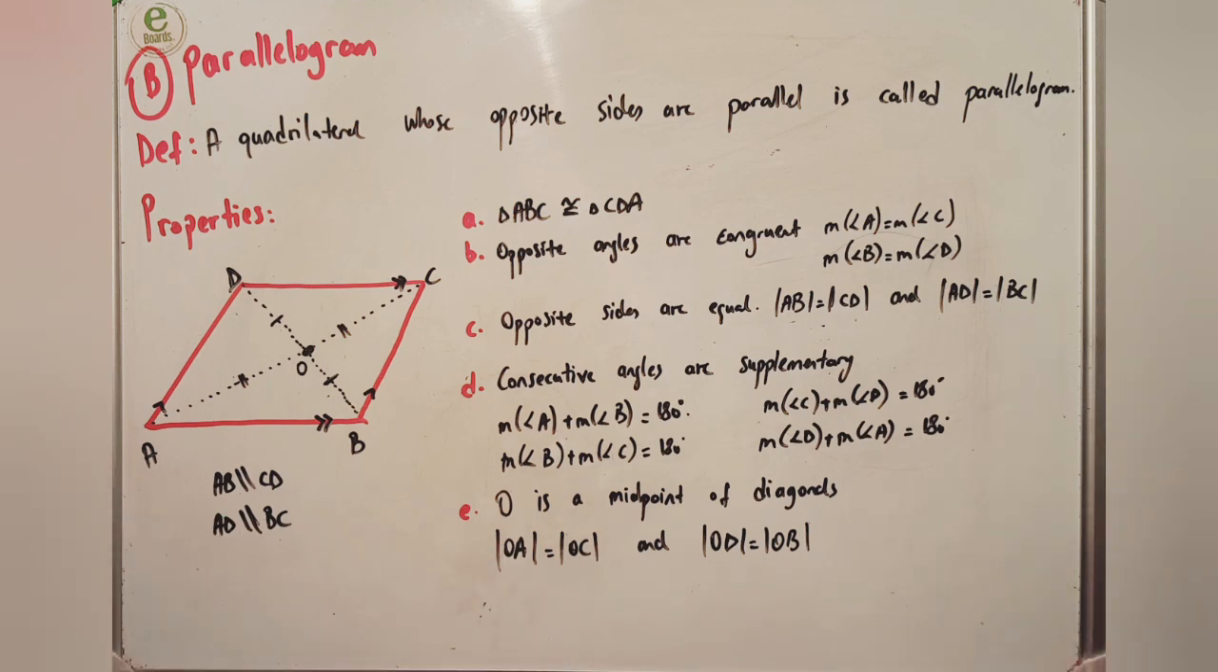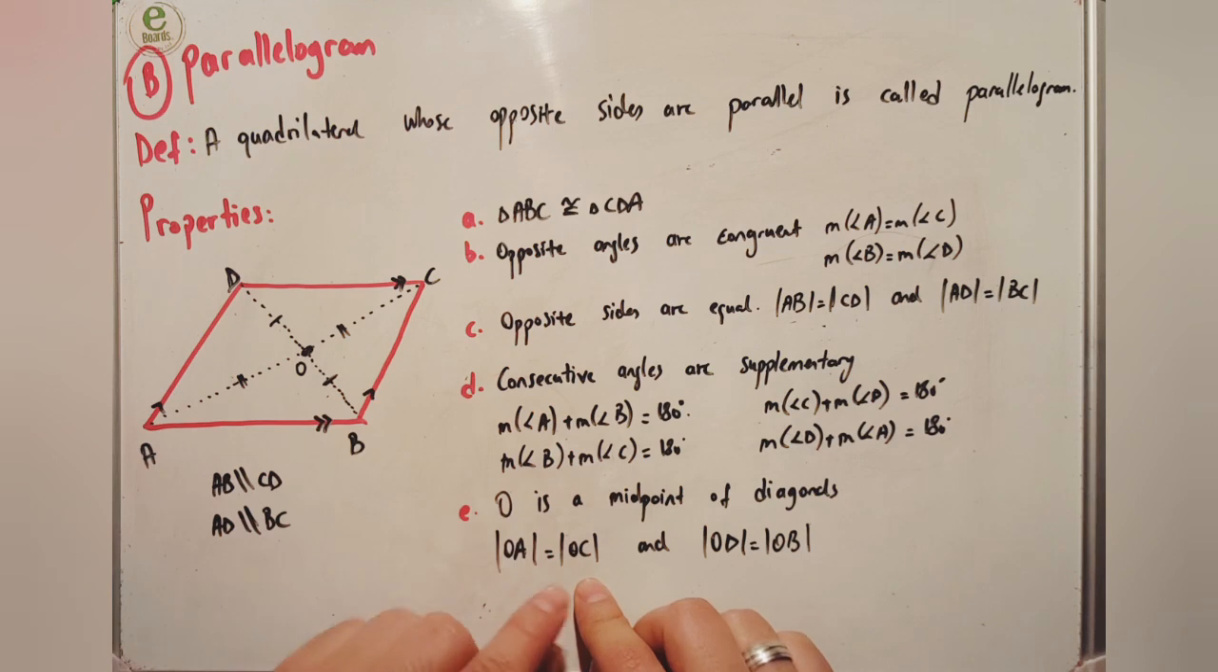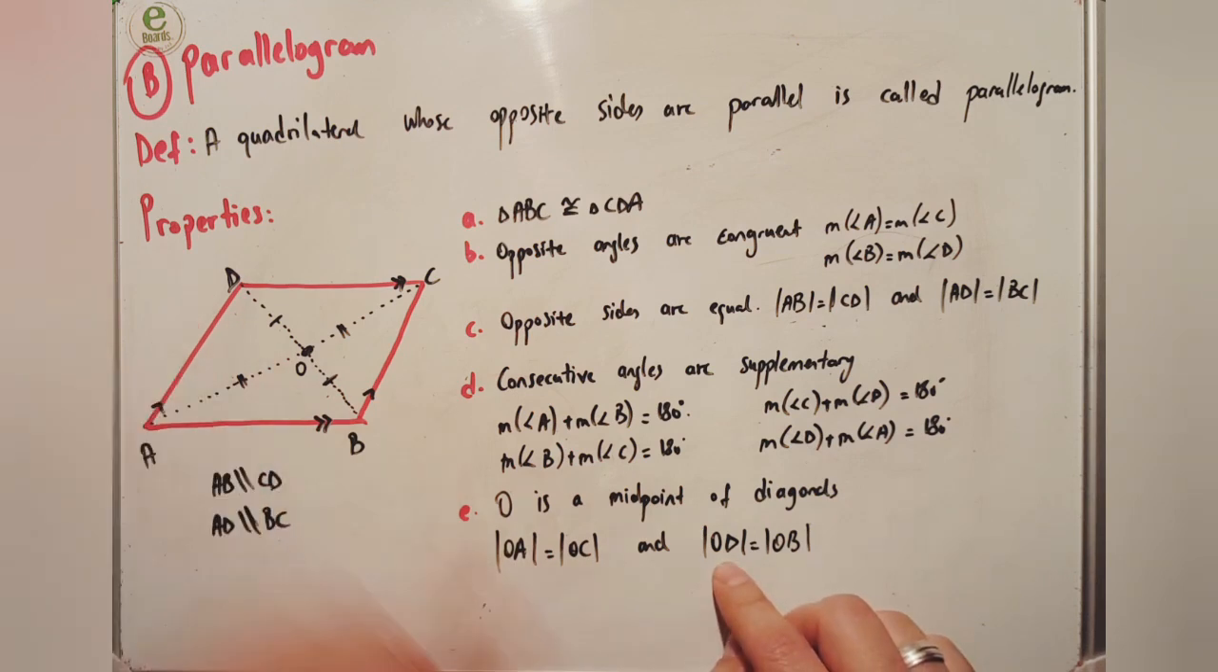And the last property says, let me take a breath. So O is the midpoint of diagonals, and at the same time O is the intersection point of diagonals. So in this case we say the length of OA is equal to the length of OC, and the length of OD is equal to the length of OB.